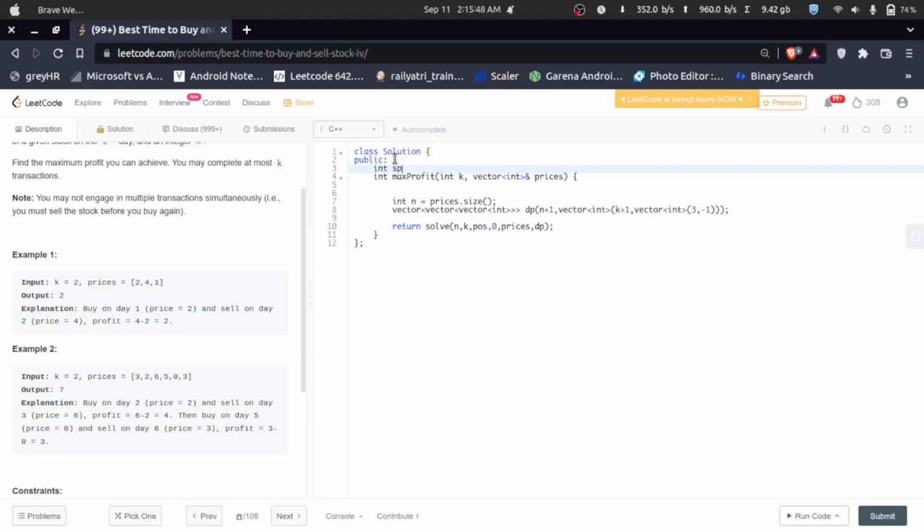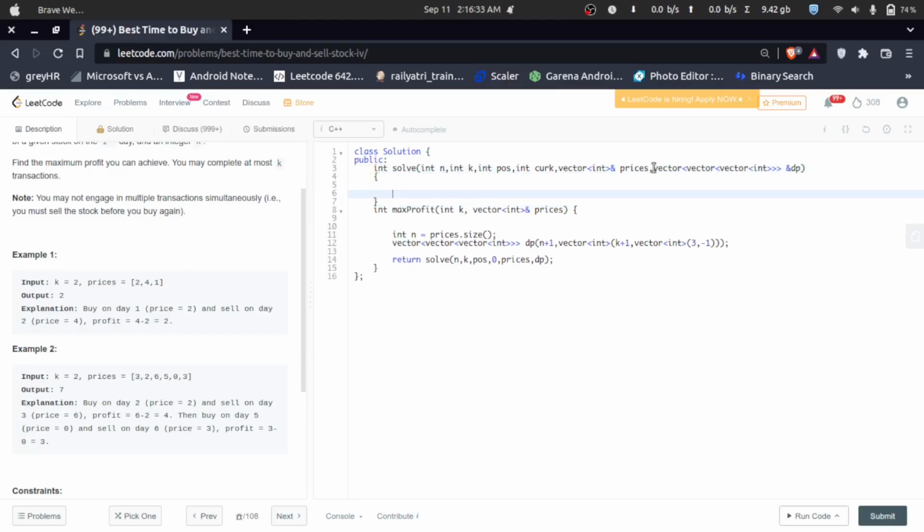So basically integer solve, integer n, integer k, integer position, integer current k, and the vector of integer I'm taking as a reference, so using the ampersand there, and the vector of dp we'll have to pass as a reference also. So I'll have to write the base condition there.